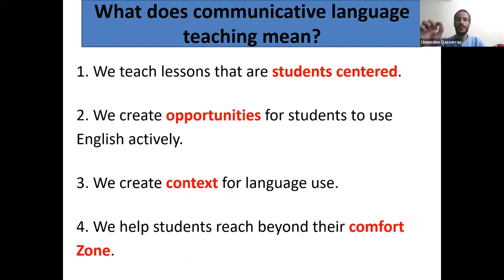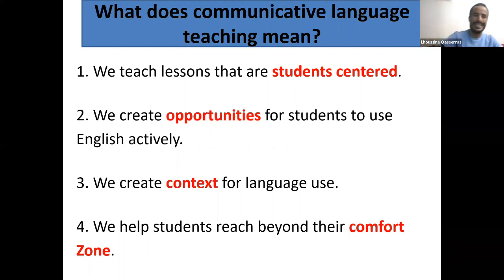So we teach lessons that are student-centered. The heart of the learning process is not the teacher, it's the learner. I'm going to design my lesson based on the learner's needs, wants, age, levels, and interests. In business, the king, the queen is the customer. In education, the king and the queen is the learner.